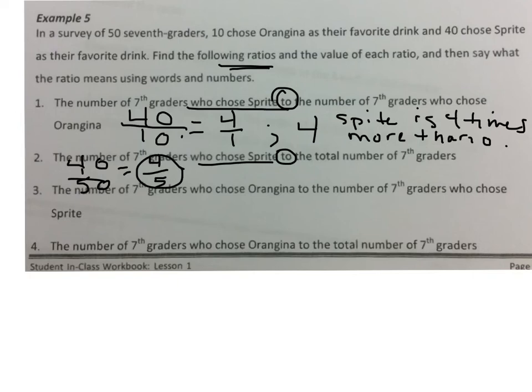So the value is 4/5 because you could leave it as 4/5, 4 divided by 5, which is going to give you a decimal. So we might as well just say 4/5 is your value. And what that means is 4/5 of the students like Sprite.